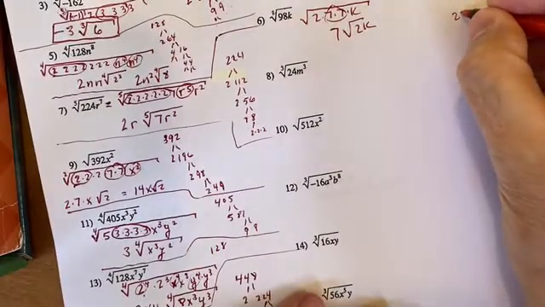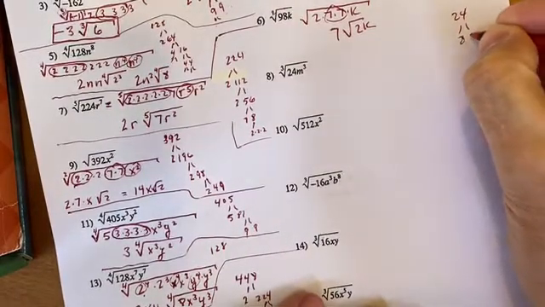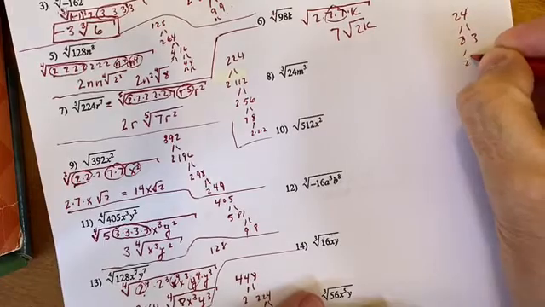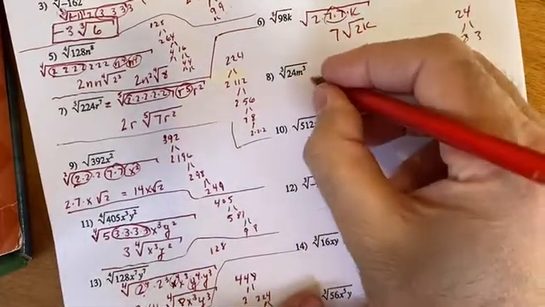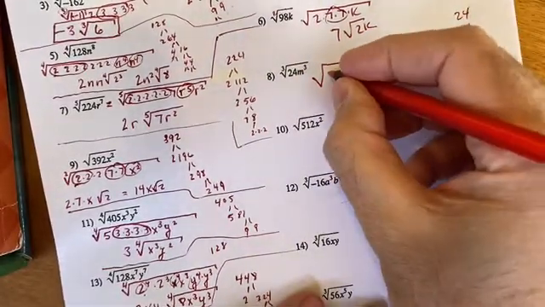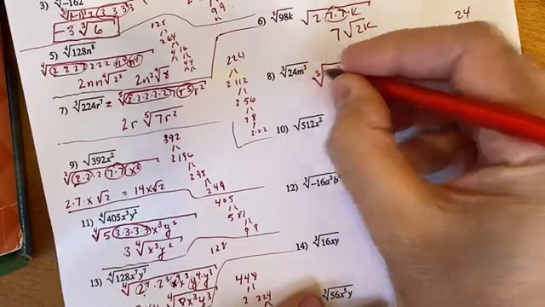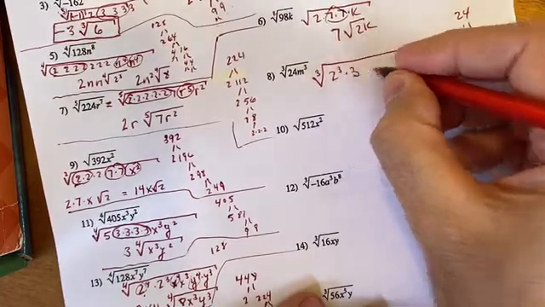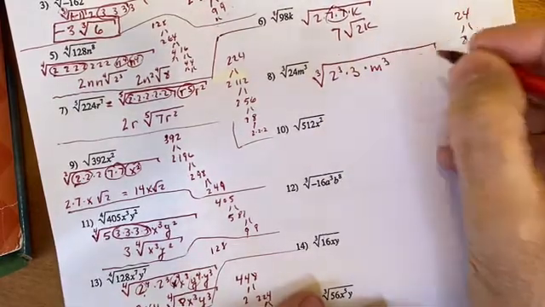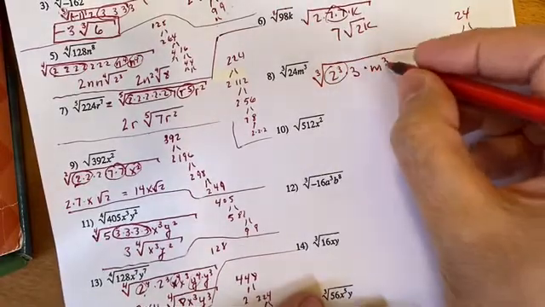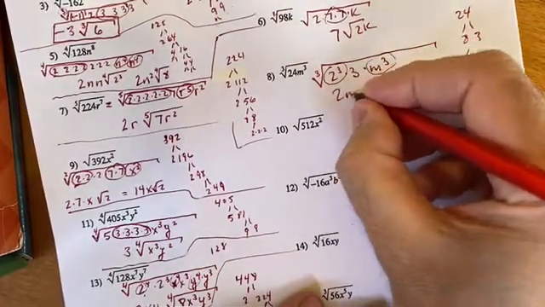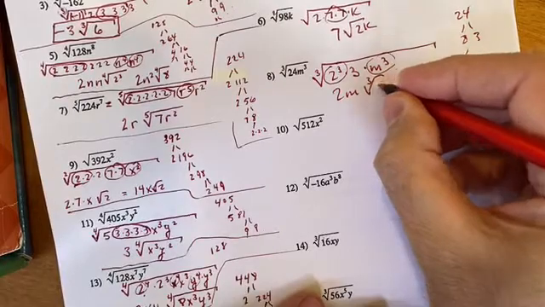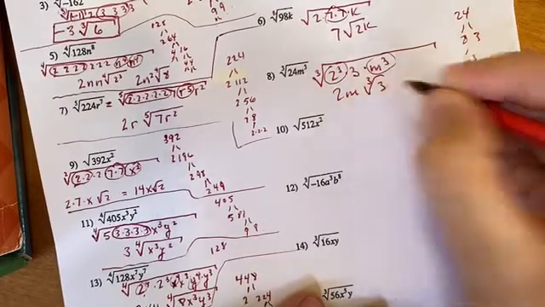24 is 8 times 3, and 8 is 2 to the 3rd power. So we've got 2 to the 3rd power, and this is the 3rd root, times 3 times m to the 3rd power. And every time you have 3, 1 comes out. 2m times the 3rd root of 3.